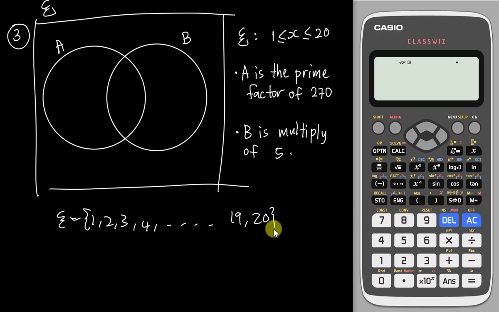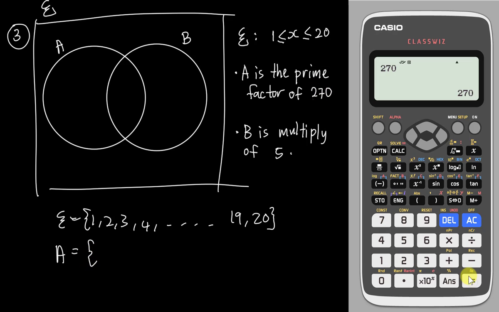So basically, you have about 20 numbers here. This is a universal set. Then set A, they say, is a prime factor of 270. So I want to know what the prime factors of this number are. Then I just type 270, type equal, and then I just do shift fact here, and then I get all the prime numbers.